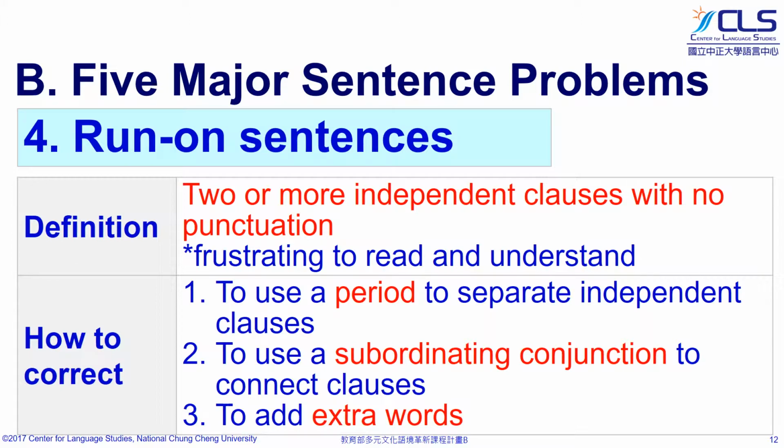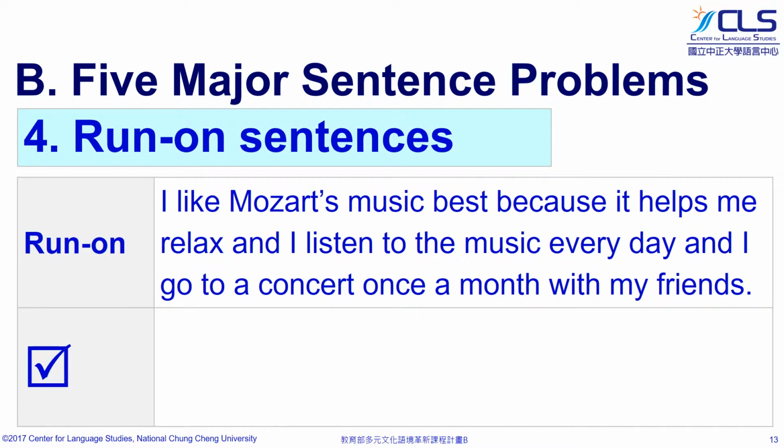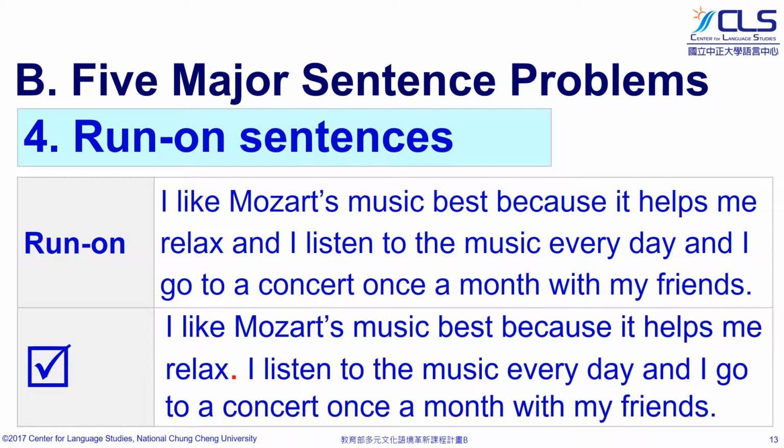The 4th problem is run-on sentences, which means that 2 or more independent clauses are connected without using punctuation. It may also be frustrating to read and understand. We can correct it by the following 3 ways. First, use a period to separate independent clauses. Or second, use a subordinating conjunction to connect clauses. We can also add extra words. For example, we add a period to separate the 2 sentences.